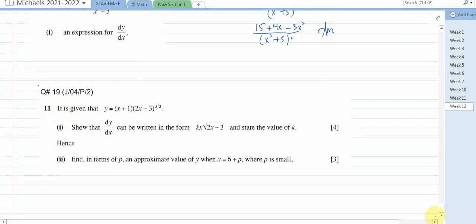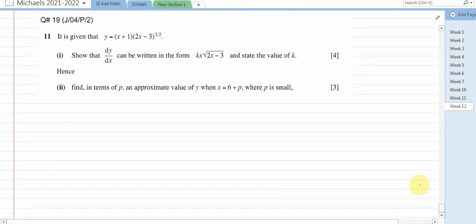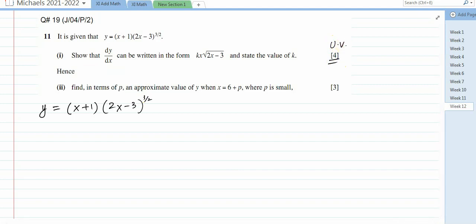Alright, it's June 2004, paper 2. It is given that y is equal to x plus 1 times (2x minus 3) to the power 3 over 2. Show that dy by dx can be written in the form kx times root of 2x minus 3, and state the value of k. This type of question is worth 4 marks and is basically an application of u into v. So first give it a try, and you have a time of 2 minutes, so start.